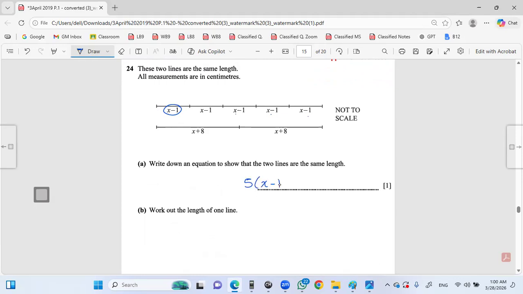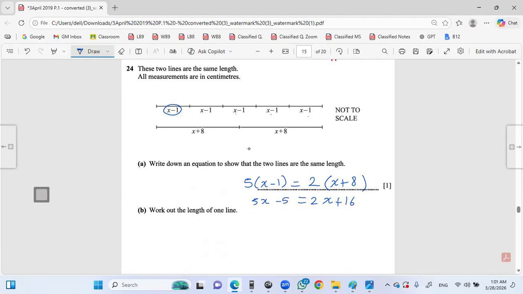5x minus 1 equals 2x plus 8. Right? You can write this as an equation. You can simplify, you can start expanding the brackets. Fine. 5x minus 5 equals 2x plus 60. But don't do more than that. Why? Because we're going to get a request from you down there to solve it, actually. Work out the length of one line.